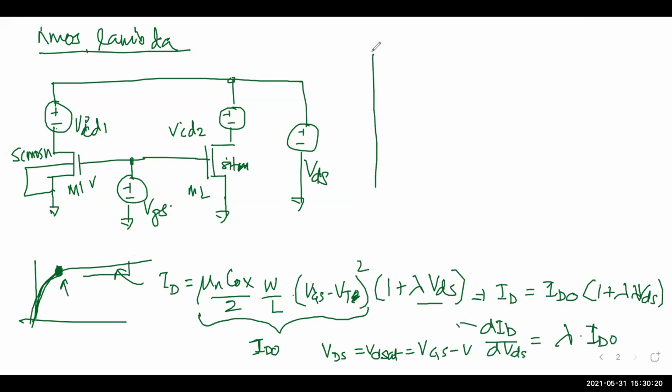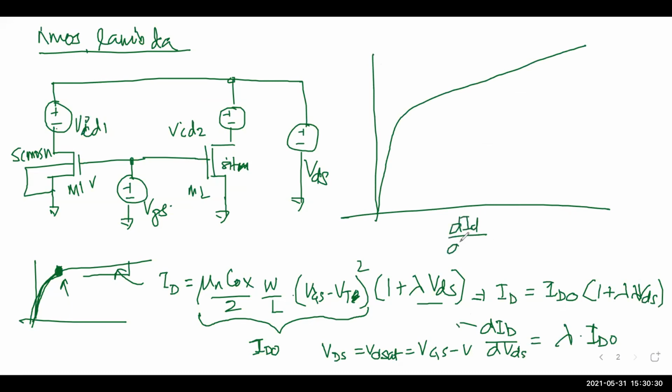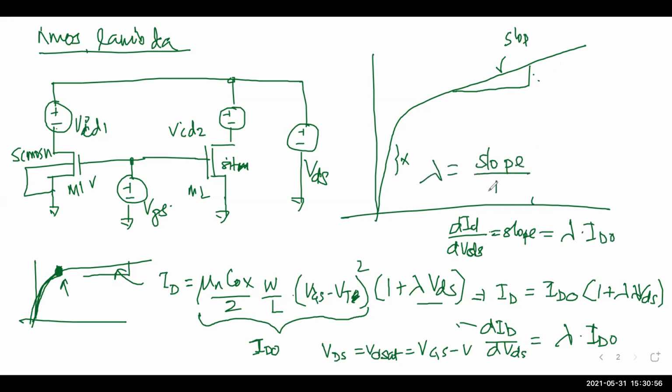So if I maybe magnify this right now. Let's say we get this plot. And so our equation is dID over dVDS, which is equal to the slope of this saturation line, not here, just at the saturation point. So that's your slope here. This slope is equal to lambda times ID0, which means lambda is equal to the slope over ID0.